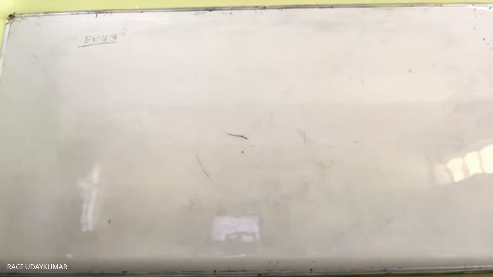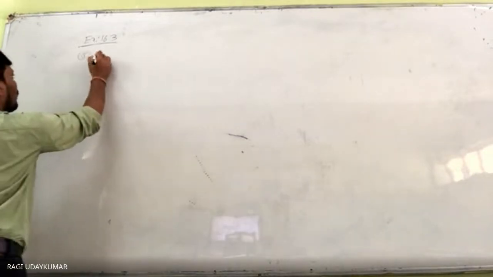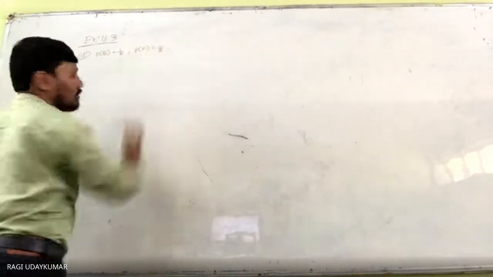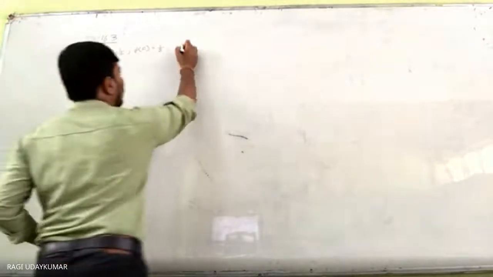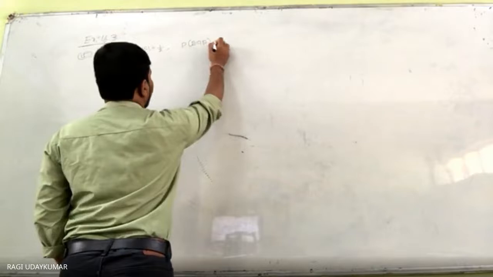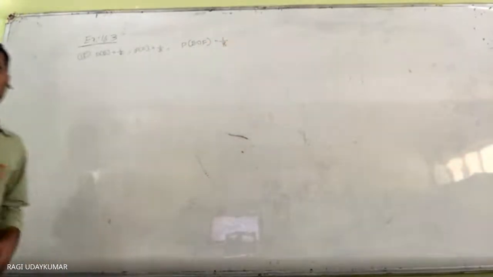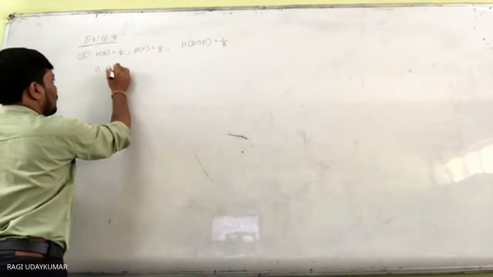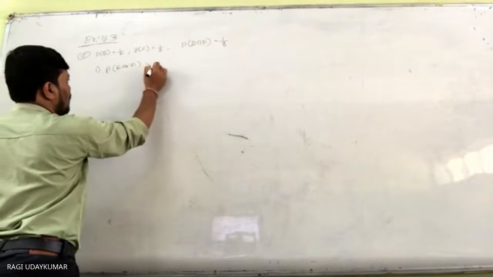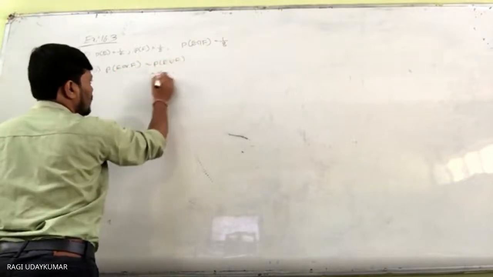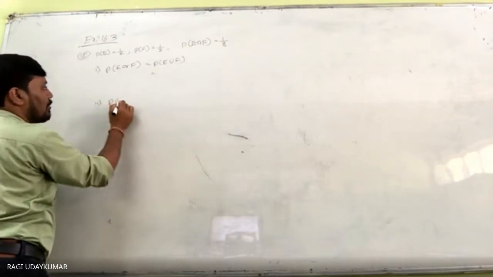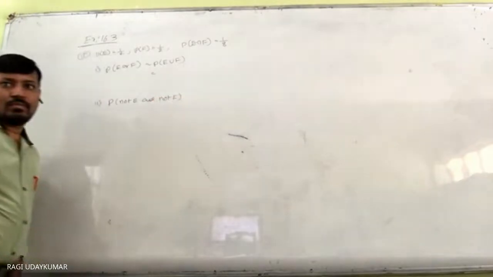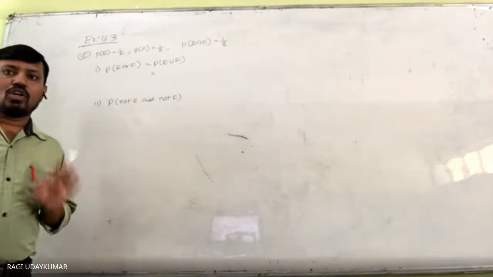Probability of E is given to you as 1 by 4. Probability of E is equal to 1 by 4, probability of F is equal to 1 by 2, and probability of E and F is given. You are asked to find probability of E or F. First question, probability of E or F is nothing but probability of E union F. So this I think you can find out. Second question is asking probability of not E and not F.